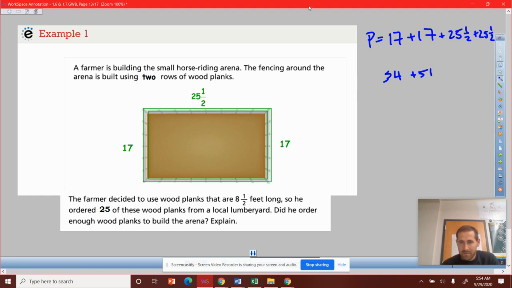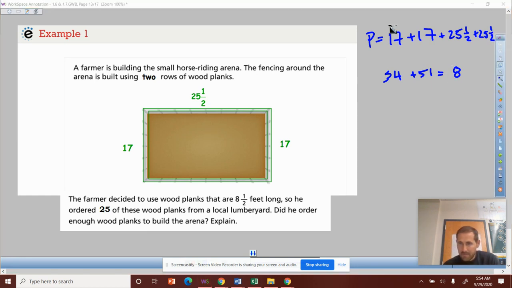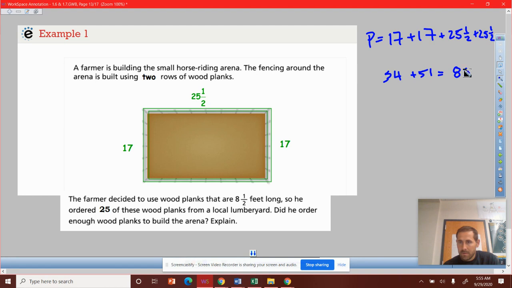It equals 34 plus 51 is 89. Sorry, 85. But how many times are we going around the fence? So we're going to wrap it around at the bottom, and then we're going to wrap around at the top. So we have to have two of these, right? So it's 85 plus another 85. So now we're at 170.